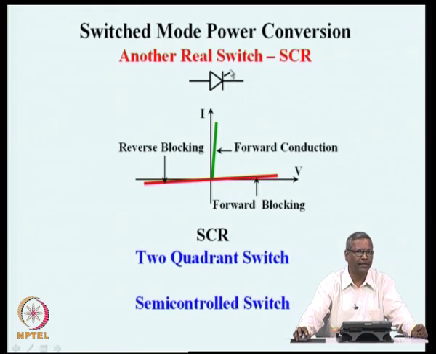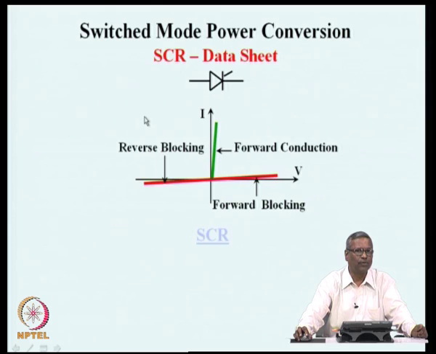So, in that way, a thyristor switch or a silicon controlled rectifier is a semi controlled switch. It can be only controlled to turn it on, but you cannot control to turn it off, and it is a two quadrant switch because it can block voltages both positive and negative, but it can pass current only in one direction.